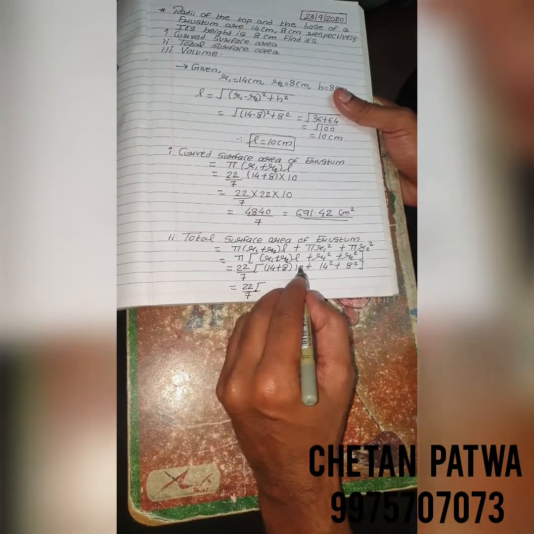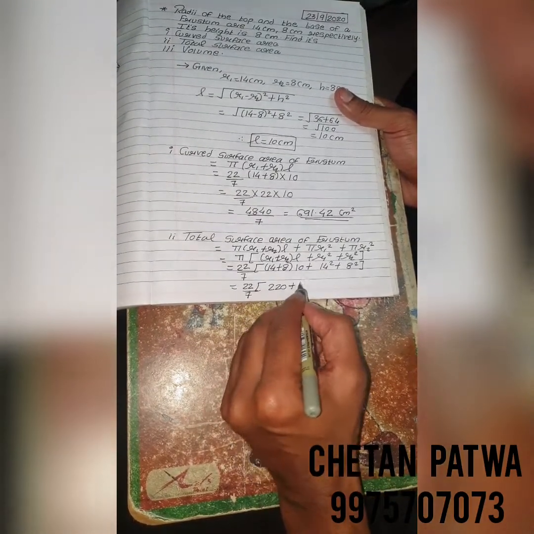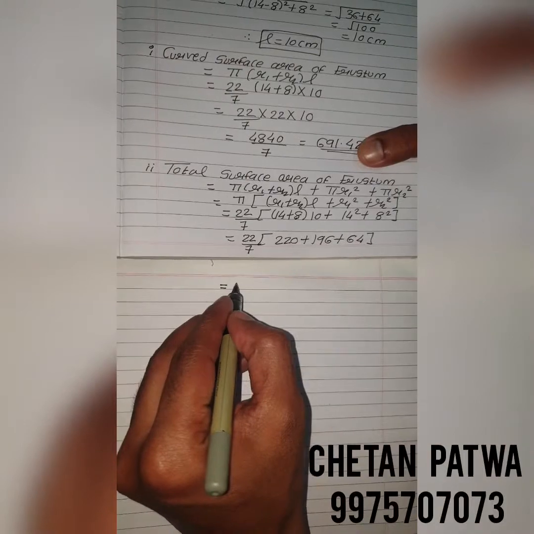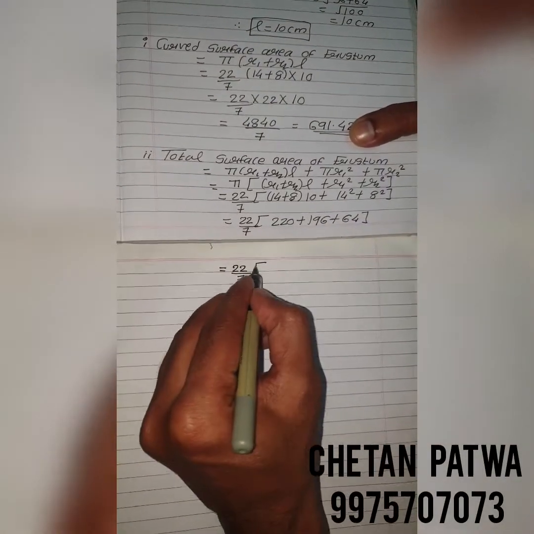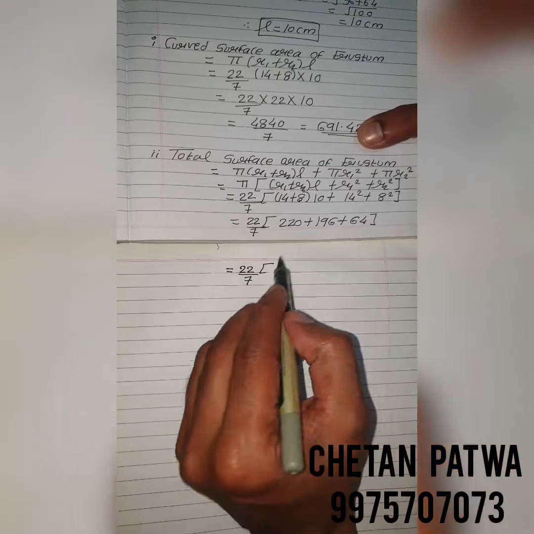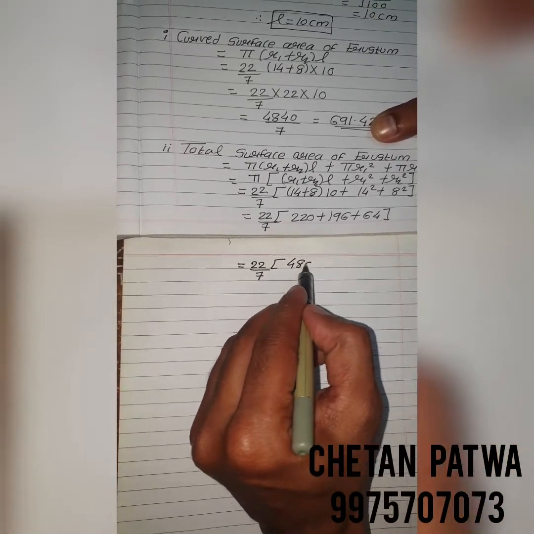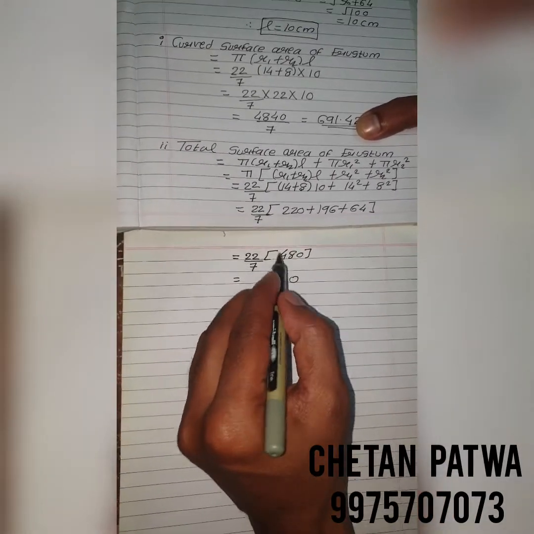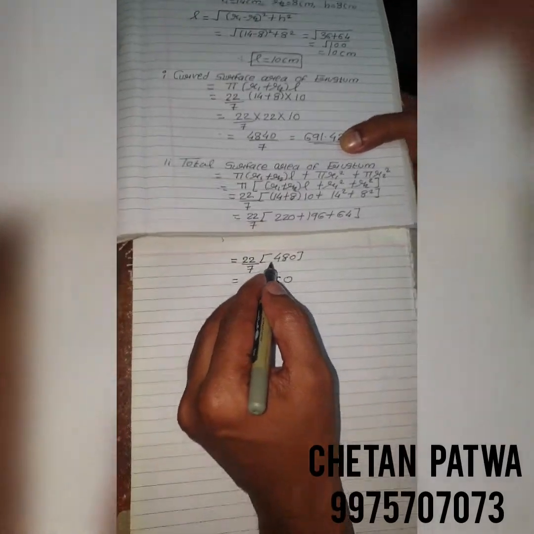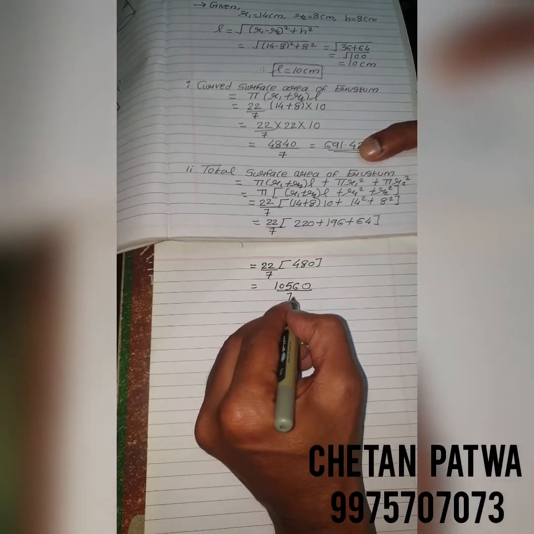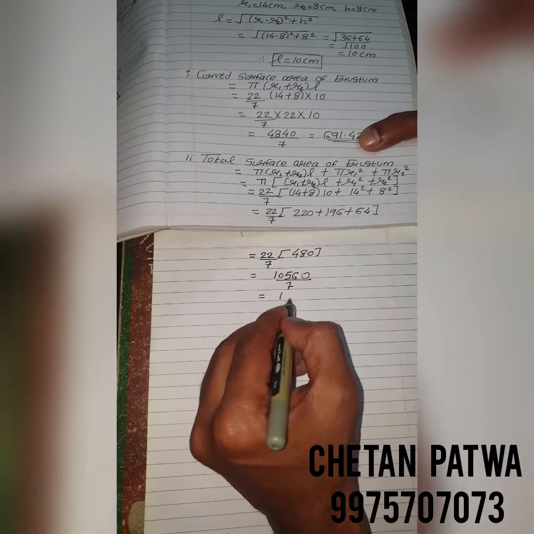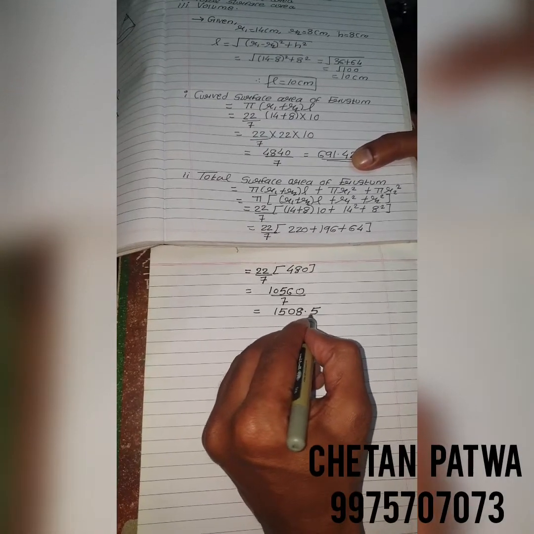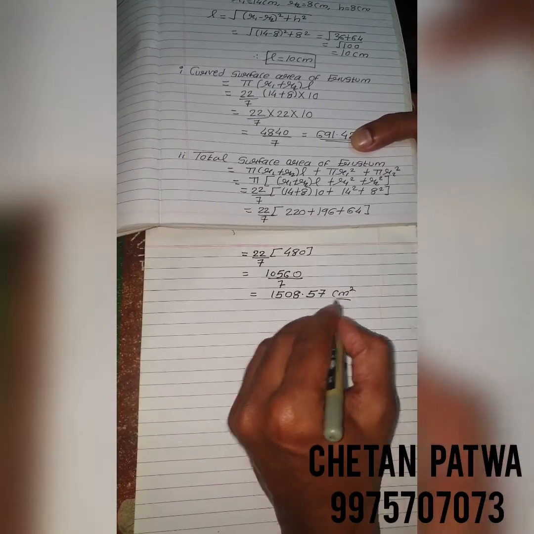That is equal to 22 upon 7 into (14 plus 8, 22. 22 tens are 220) plus 14 square 196 plus 8 square 64. That is equal to 22 upon 7, 196, 200, 260. 260 plus 220 is 480. That is equal to 22 0s are 0. 22 8s are 176. 17. 22 4s are 88. 88 plus 17 is equal to 105 upon 7. Let's divide it. 7 1s are 7. 35. 7 5s are 35. 0. 7 8s are 56. 40. 7 5s are 35. So the answer is 1056.35 centimeter square.